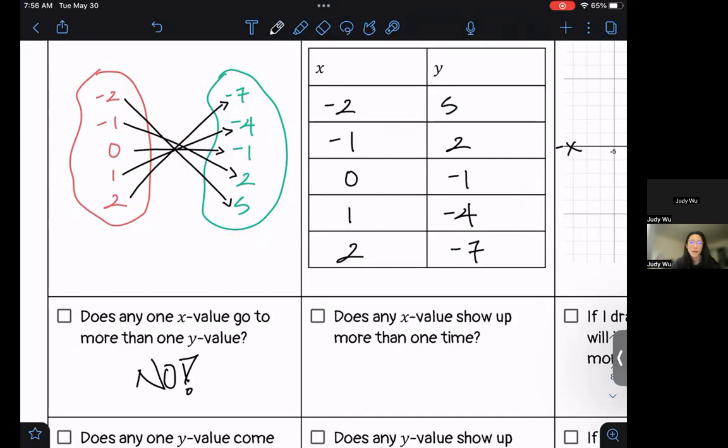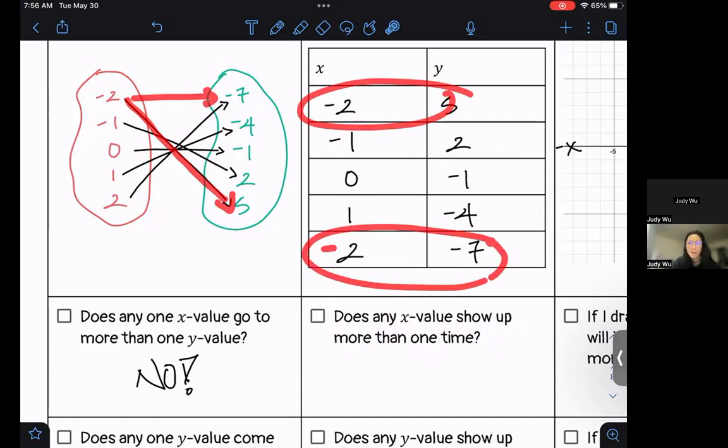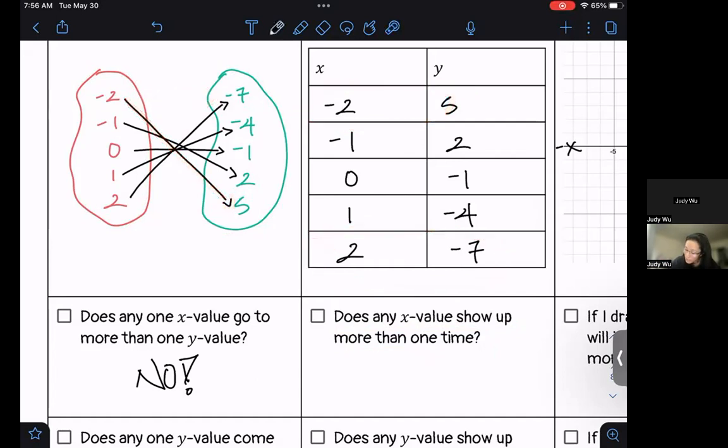We don't have any x values go to more than one y value. Now, the way we ask ourselves that in our table is we say, does any x value show up more than one time? If I had -2 goes to 5 and -2 goes to -7, I would have had to have -2, comma 5, and then another -2, comma -7 somewhere else. And so when I look down my list, all of the x values only show up one time. So does any x value show up more than one time? No, my friends, it does not.